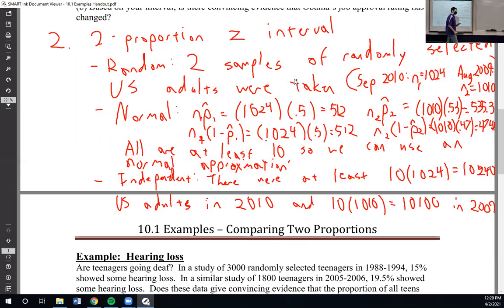I will not show this much detail in the next one. We'll just talk about them briefly and then move on to step 3. Hopefully we're pretty comfortable on our random, normal, independent. Just don't forget to say the name of the test here in our step 2.